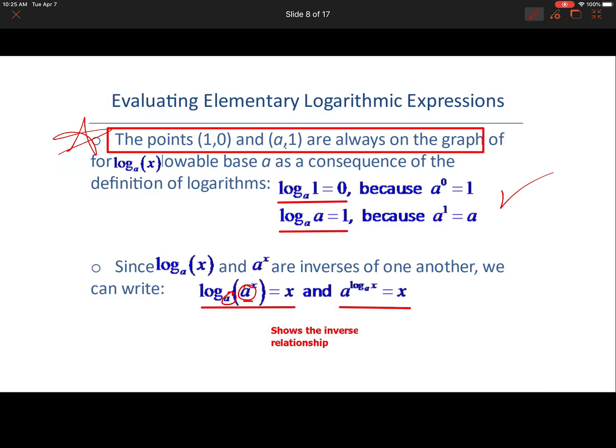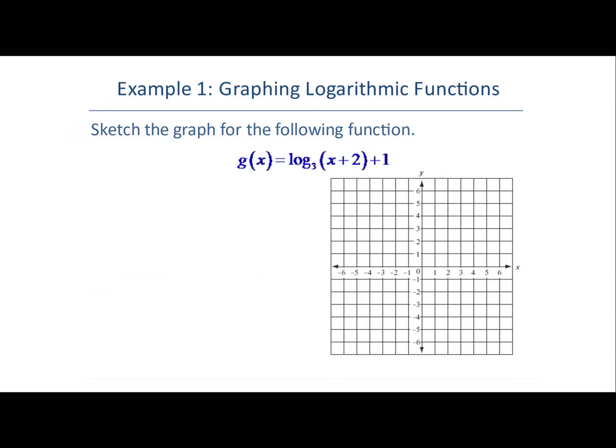So if the bases are the same of an exponential and a logarithm, they undo each other and you're left with whatever the exponent is. Same with an exponential. If I have a base a of an exponential and a base a of a logarithm, and the logarithm is in the exponent of the exponential, these two will undo each other and we're left with x as our solution. So that's just showing that relationship.